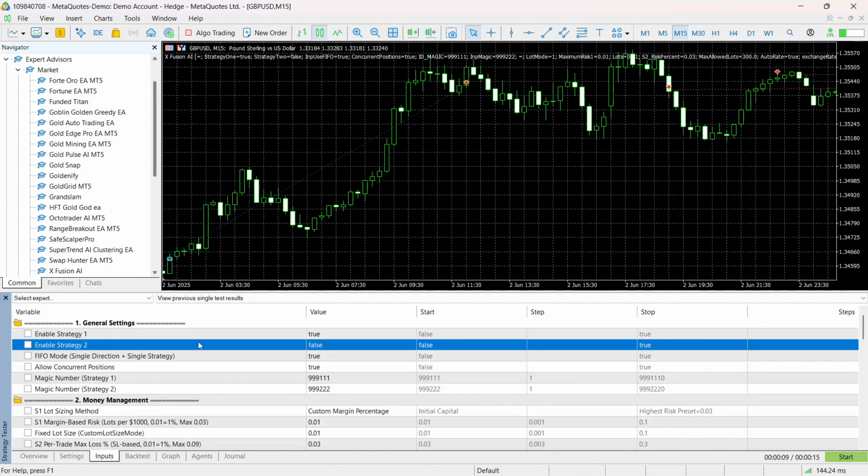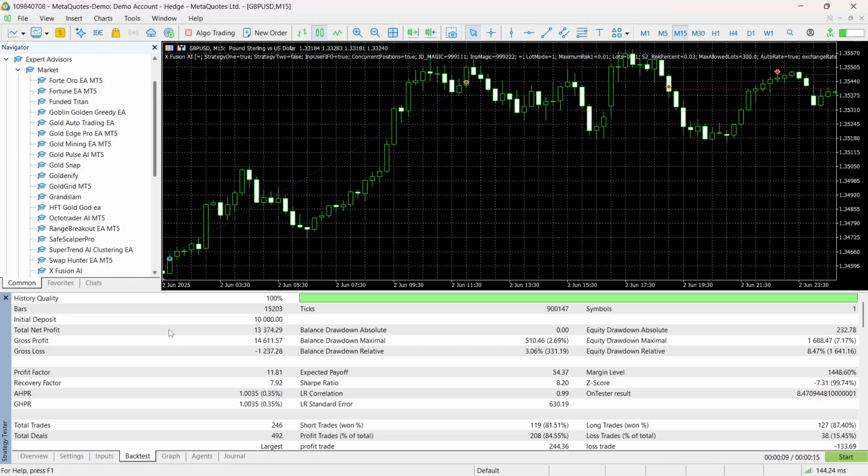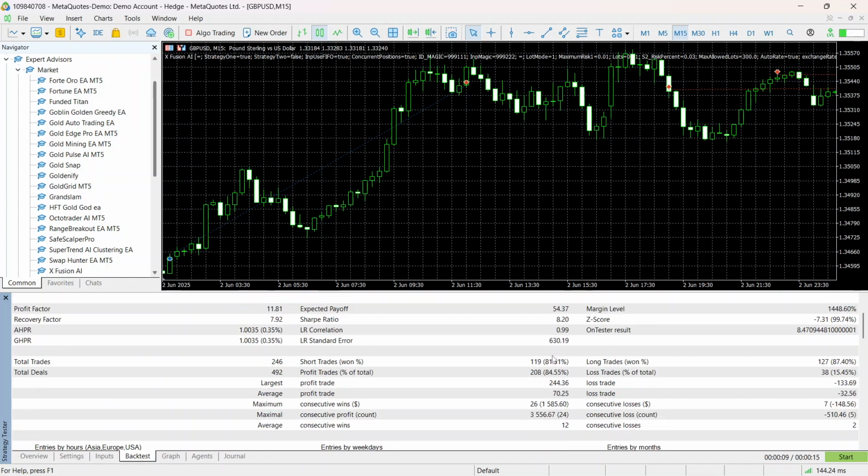And when we come over to the inputs, you can see enable strategy 1 true, enable strategy 2 false. I'm going to be quick with this so we can test the second strategy in this video. Strategy 1 gave us a net profit of $18,000. Drawdown matches close to what the developer claims, with our balance marks lower than our equity marks. We had profit trades at 84%, which matches, slightly higher than theirs.